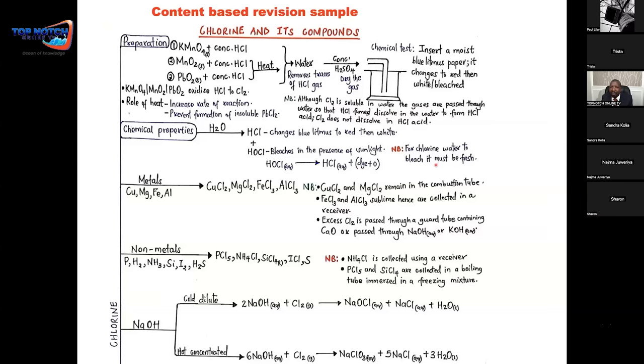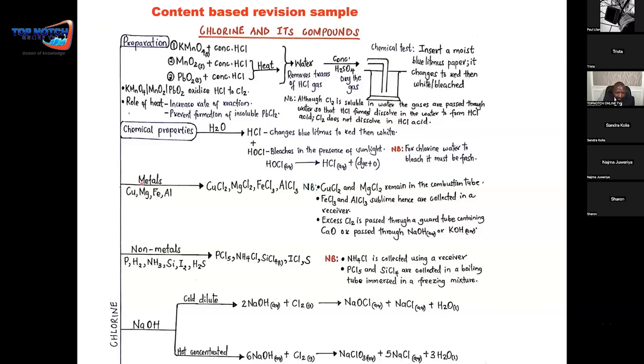For chlorine water to bleach, it must be fresh and must be exposed to sunlight. So somebody will even tell you to state the observation made when a blue or a red litmus is inserted into a chlorine water which has been exposed to sunlight for 2 hours. It will already be converted; the chloric(I) acid will already change to HCl, and therefore that water cannot bleach. So it is important to know how questions can be asked. Somebody will also ask you to state and explain the observation made when you insert a dry blue litmus paper into a gas jar full of chlorine. It will not change. Why? Because water is needed for the formation of hydrochloric acid and chloric(I) acid, which are responsible for the acidic and bleaching properties of chlorine.